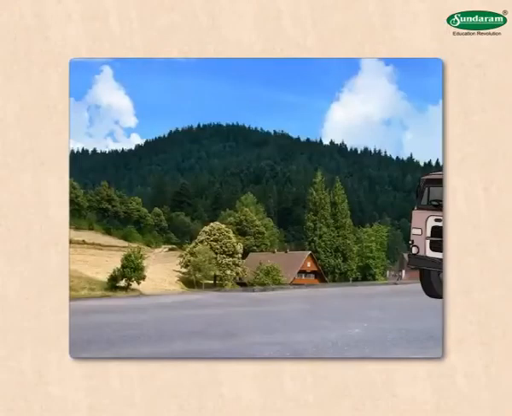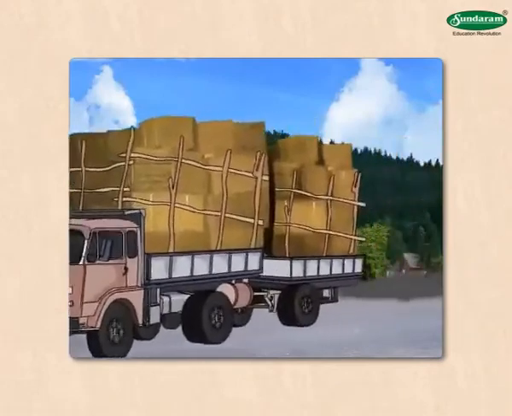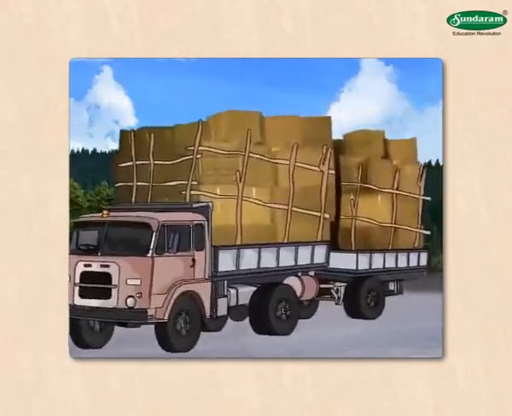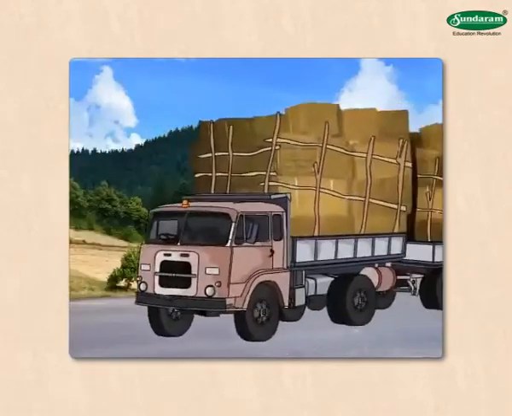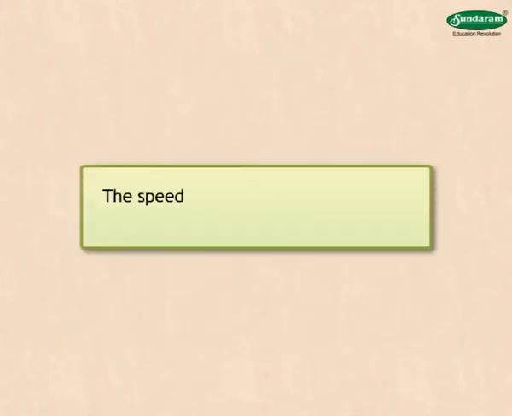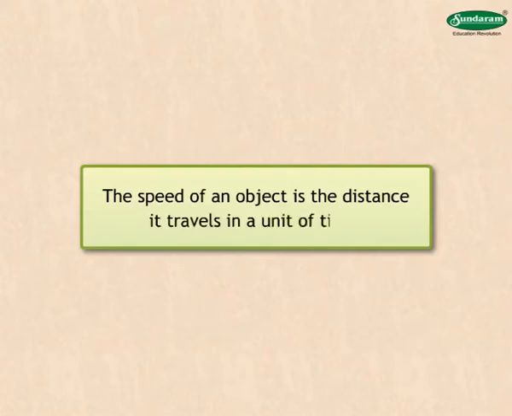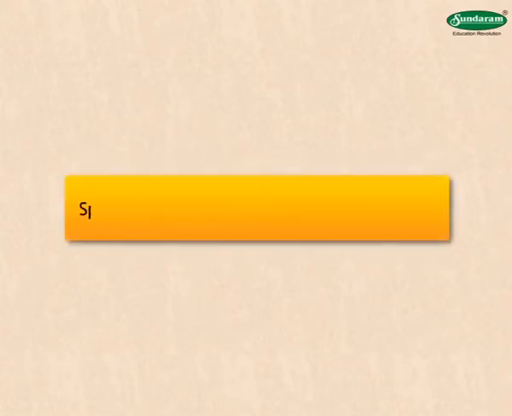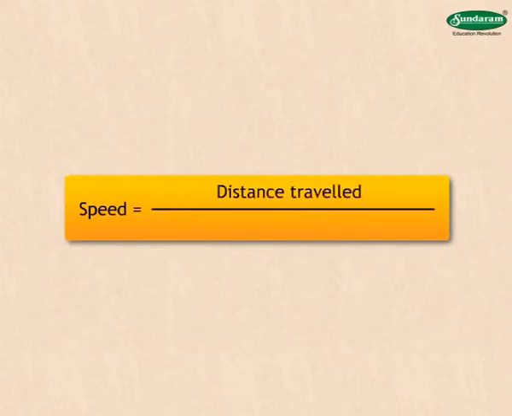Speed. The time taken by an object to cover a distance between 2 points tells us the speed of the object. The speed of an object is the distance it travels in a unit of time. Speed is equal to distance travelled upon time taken to travel the distance.